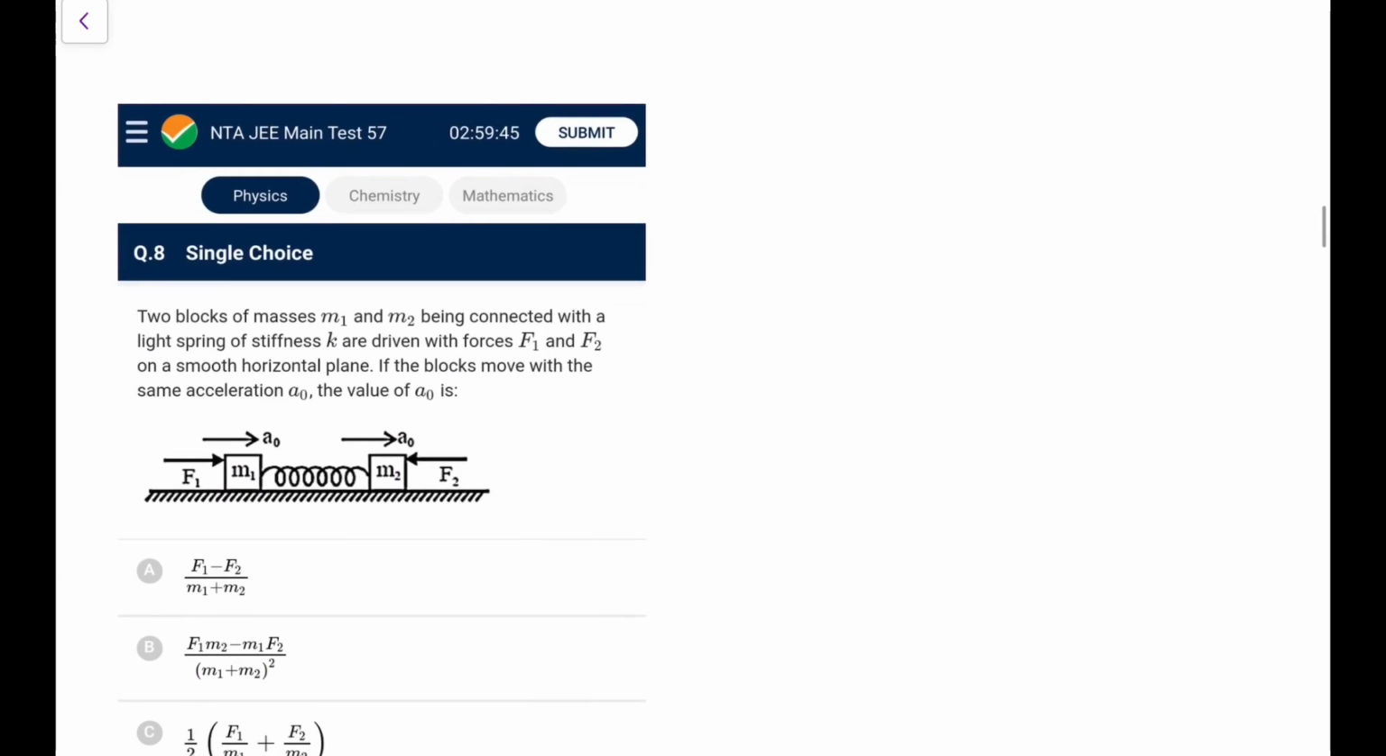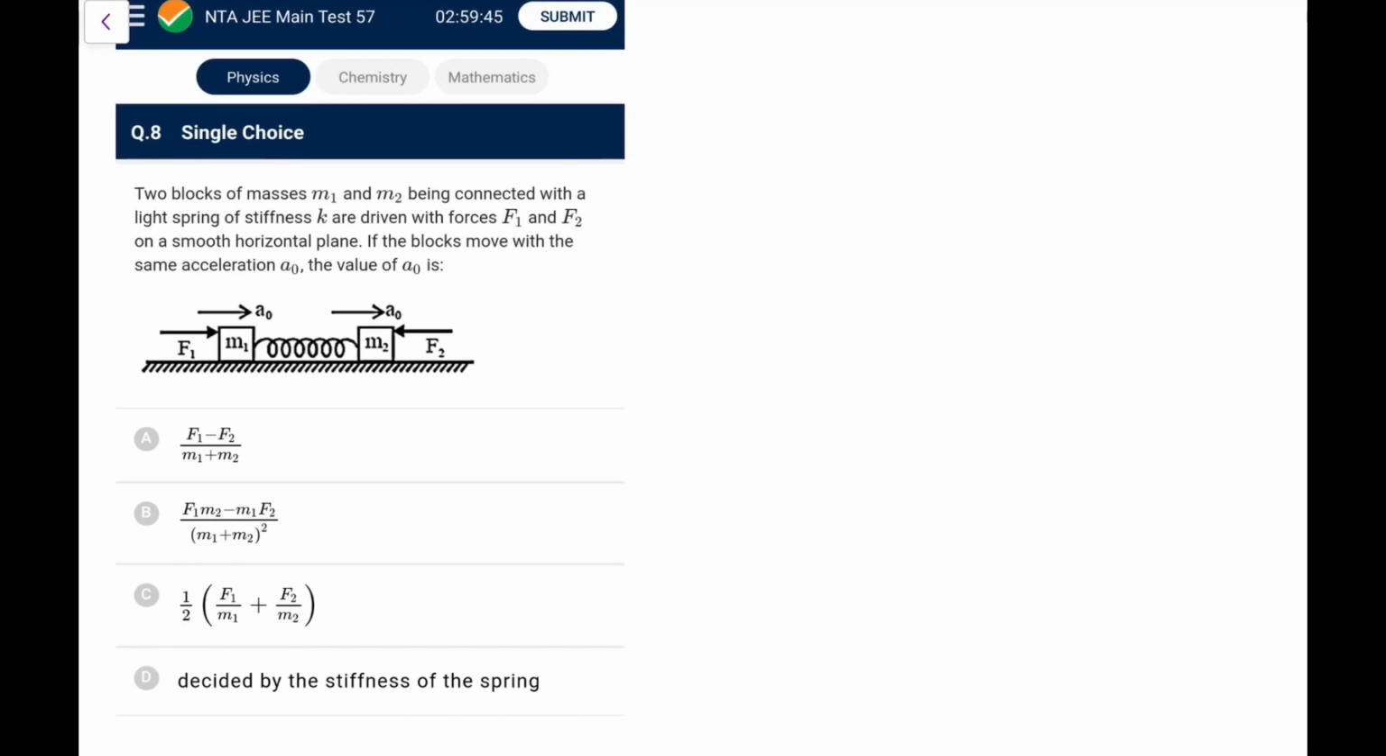Okay, next. The eighth one: two blocks of masses m1, m2 connected by a light spring of constant k are driven by forces f1, f2 on a smooth plane. The blocks move with the same acceleration a naught. The value of a naught is, let me look at the figure. Both are moving at the same acceleration, so I can directly treat them as a system. Spring force is internal. So net force would be F1 minus F2 forward, equal to total mass m1 plus m2 times a naught. So a naught is f1 minus f2 upon m1 plus m2. That's an easy one for you. You can go for option A.